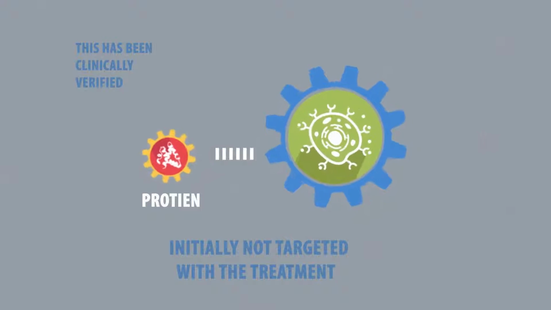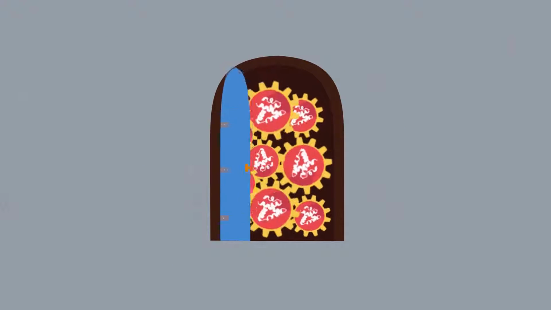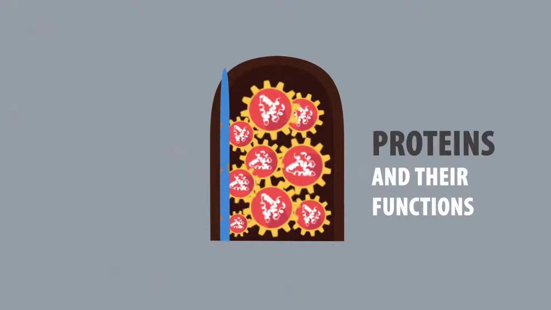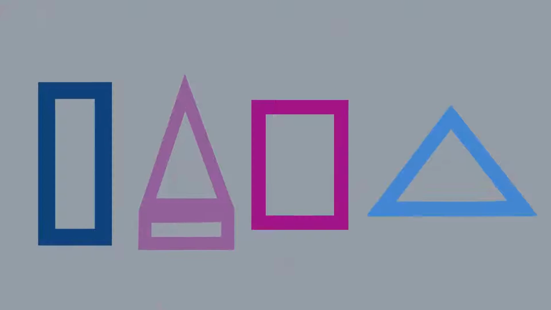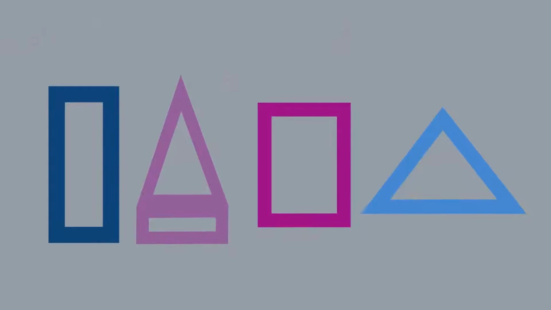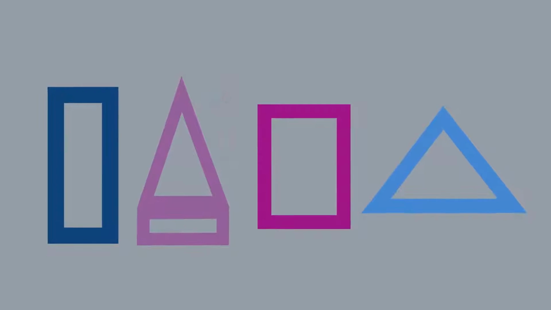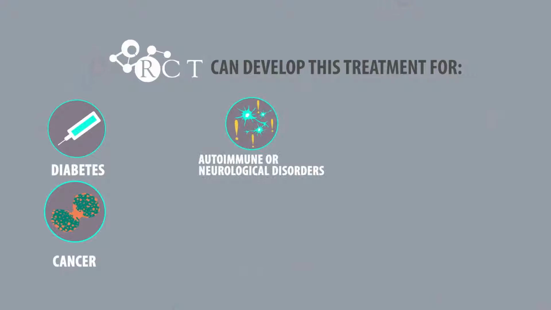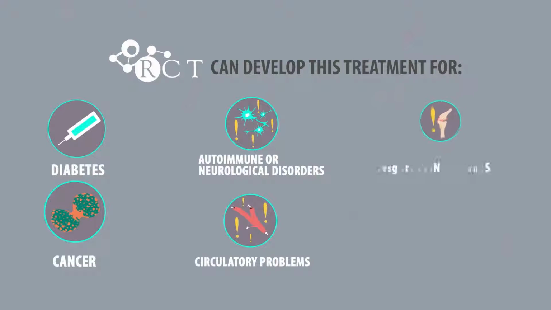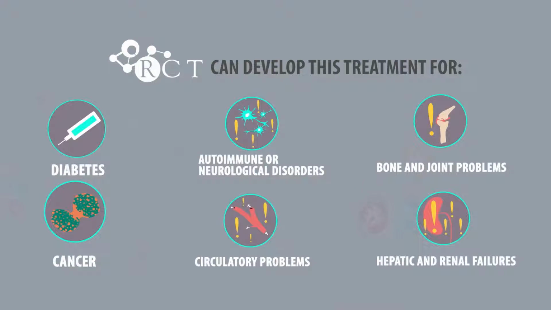As we continue unlocking doors with our understanding of proteins and their functions, we will continue developing innovative therapies for common diseases. Currently, RCT can develop this treatment for diabetes, cancer, autoimmune or neurological disorders, circulatory problems, bone and joint problems, as well as for hepatic and renal failures.